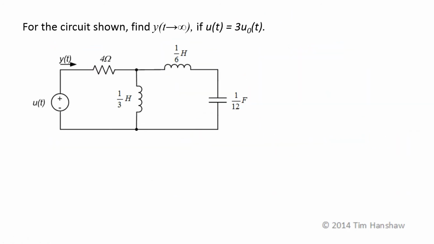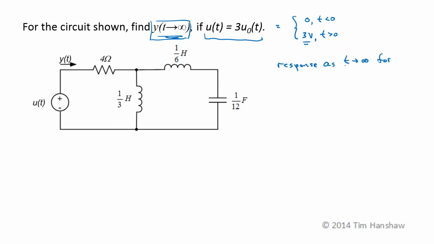Next, we have the same circuit. We want to find y as t goes to infinity if u(t) is this step function, 3 u0(t). So this means u(t) is 0 for t less than 0 and 3 volts for t greater than 0, and it remains constant forever. So in this problem, we want the response as t goes to infinity for a constant input.